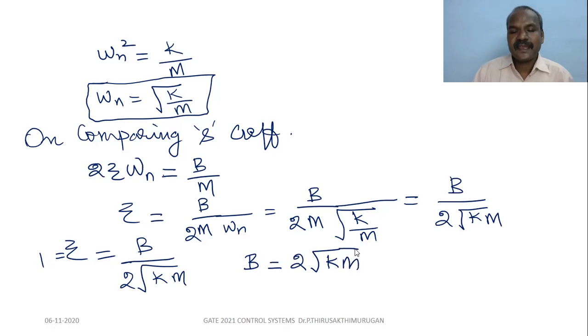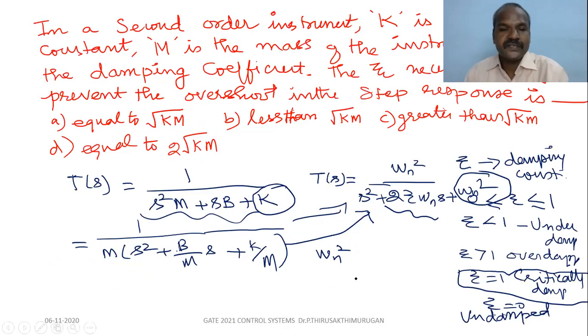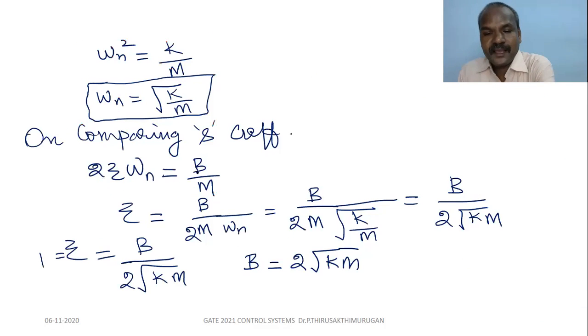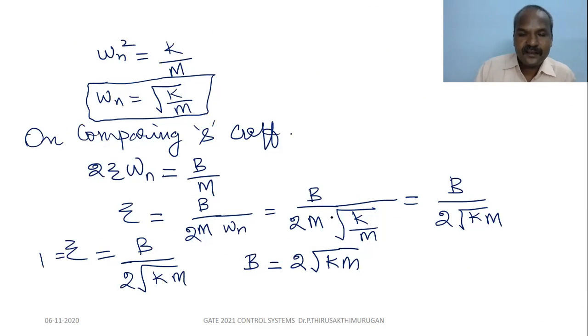So which answer is correct? The damping constant to prevent overshoot in the step response of the system is 2 root of km. Then zeta value equal to 1 gives 2 root of km. So this is the correct answer: 2 root km. Any doubt?